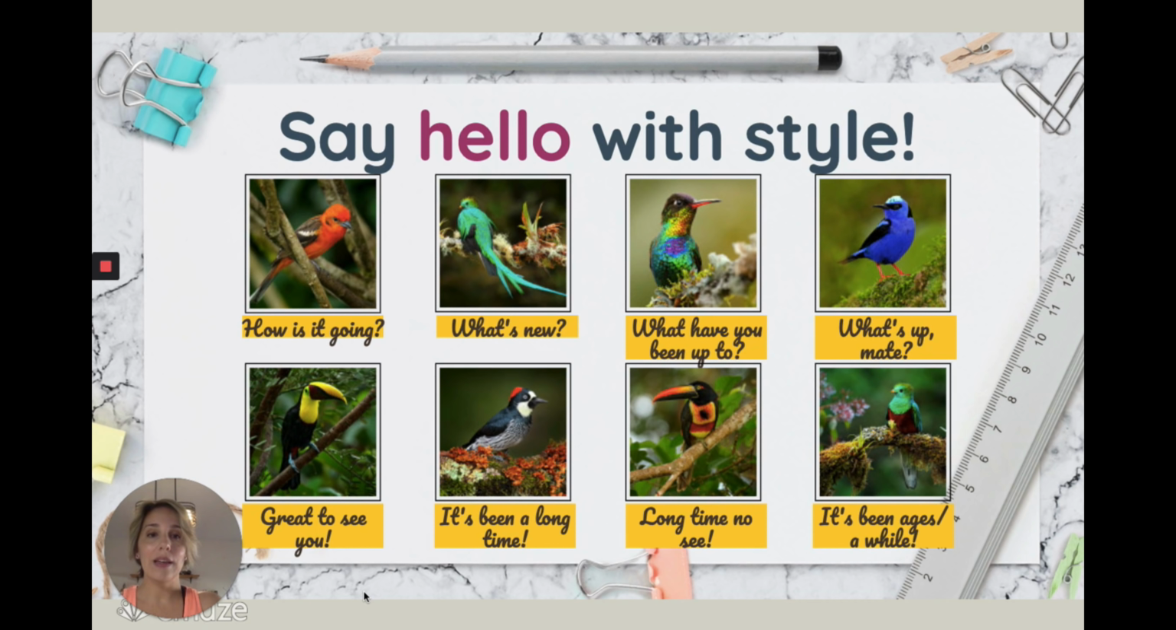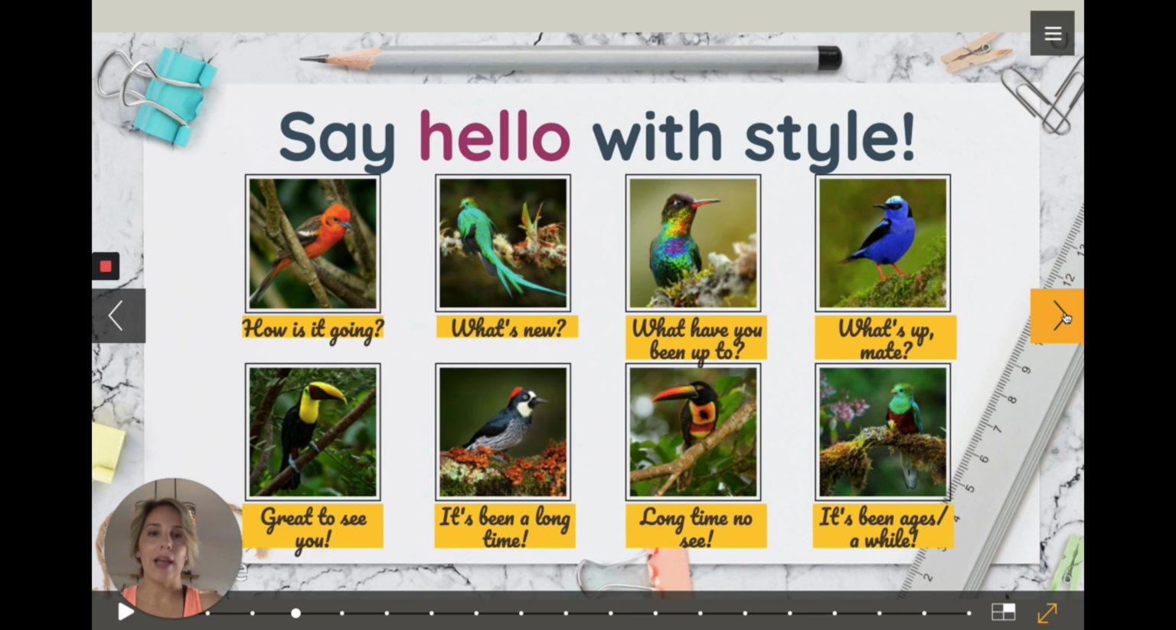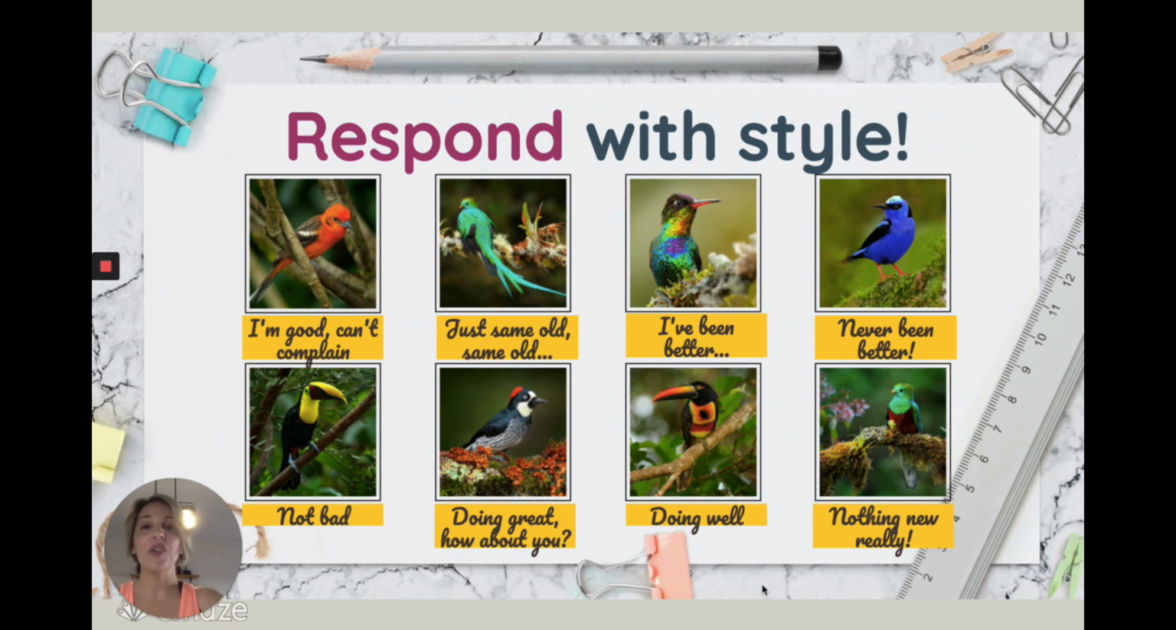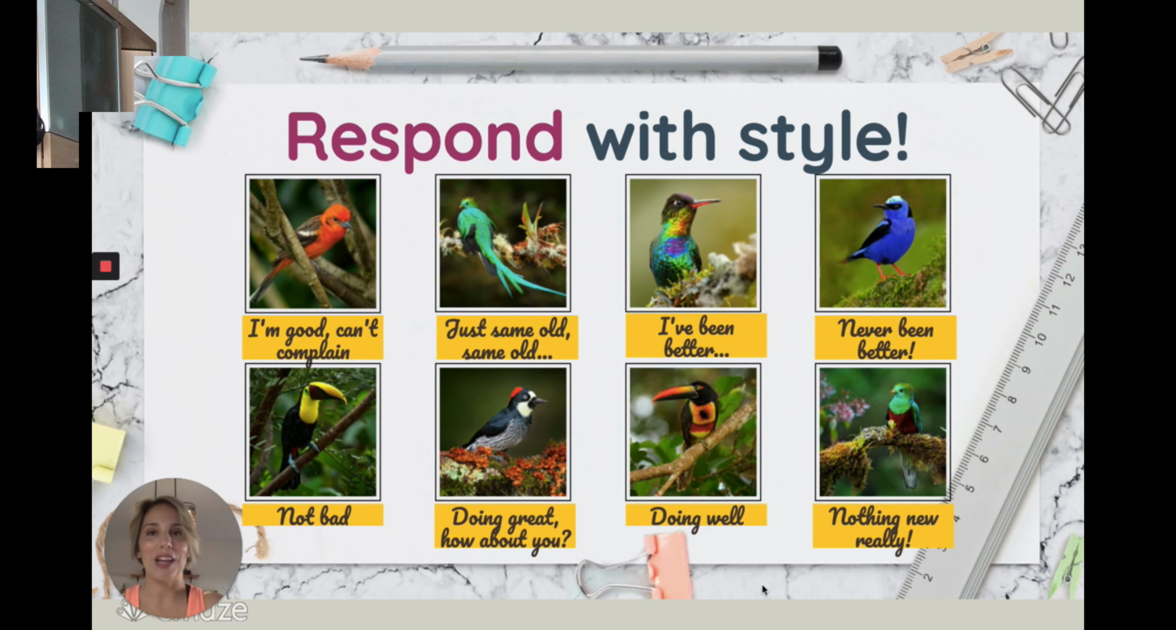Now, as important as saying hello is the way that we respond to the greetings, okay? So what do we say when they are saying hello to us? We can also respond in style, okay, or with style. So you can say, I'm good, I can't complain, or just same old, which means that there's not much new in your life. I've been better, or never been better, which is the opposite. Not bad. Doing great, how about you? Doing well. And finally, nothing new really. So as you can see, a big variety of expressions that you can use in your introductions.